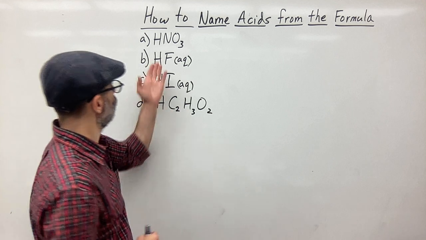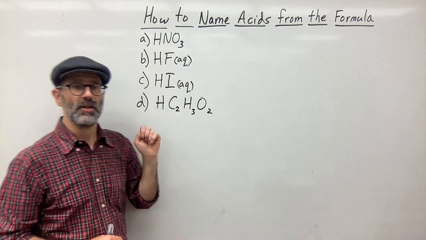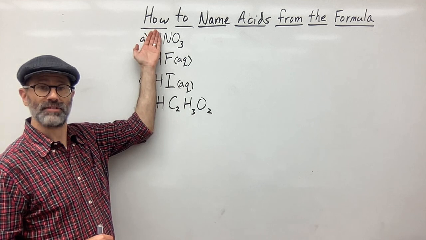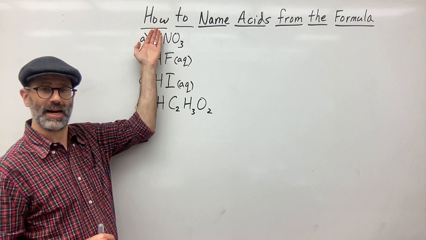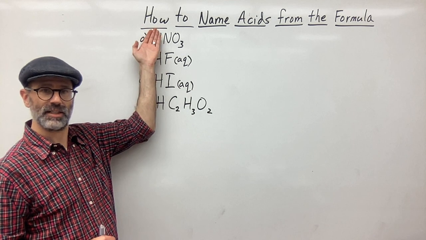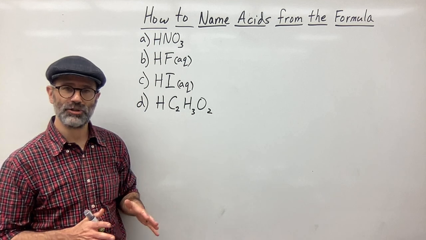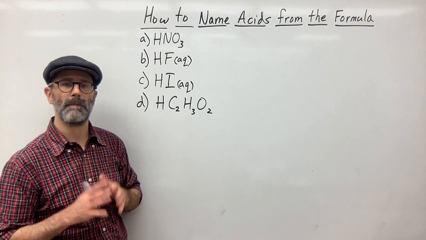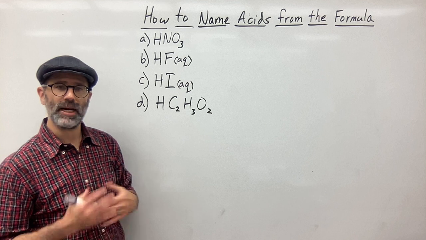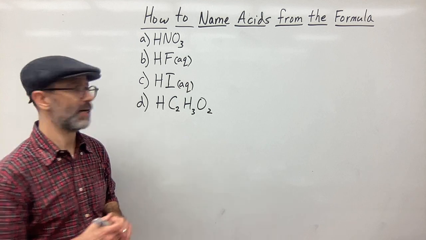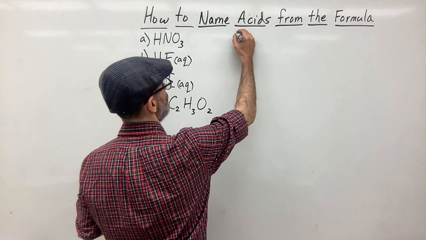So here we have HNO3. If we cover up the hydrogen, you see that what's left is a polyatomic ion with oxygen. So this is an oxyacid, not a binary acid. So we're not going to use hydro. Hydro is only used for binary acids. So here we're just going to take the name of the polyatomic ion. In this case, it's nitrate.